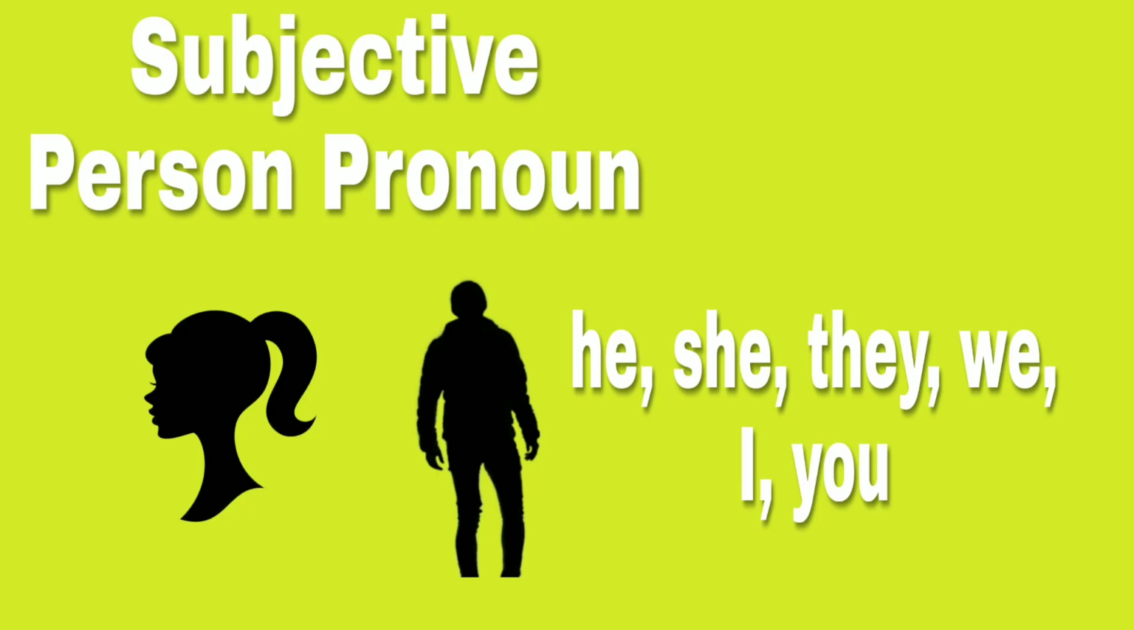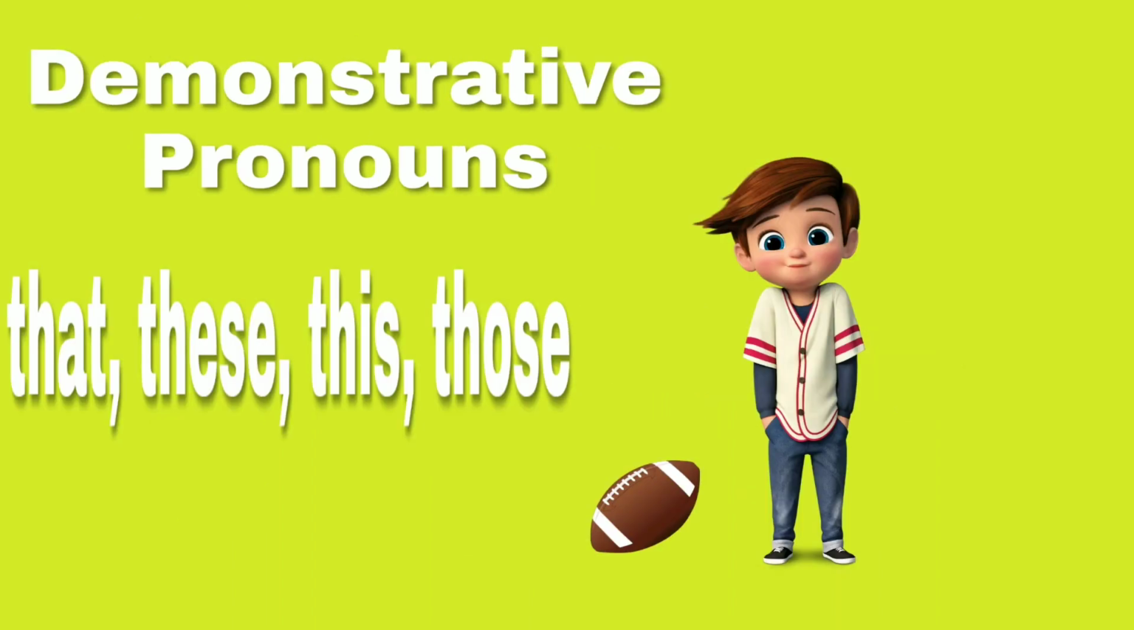Subjective personal pronouns replace the name of the noun to give an idea of the gender or number. These words are he, she, they, we, I, and you. For example, if it was a girl named Sarah, you could replace it with she is in love.